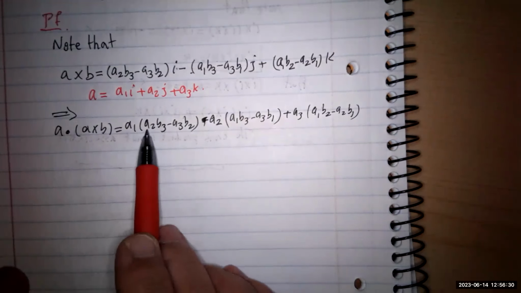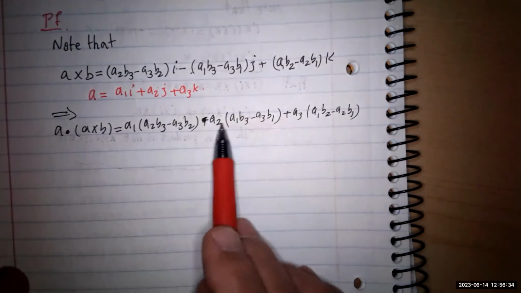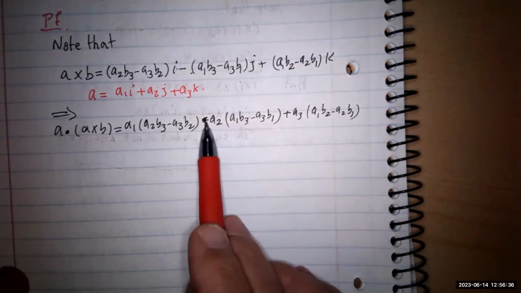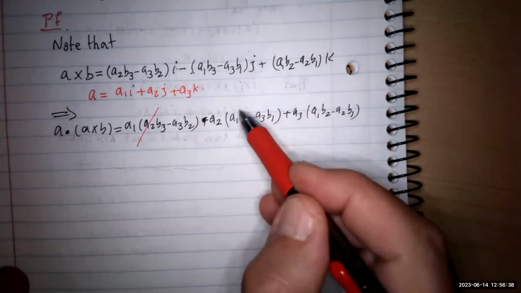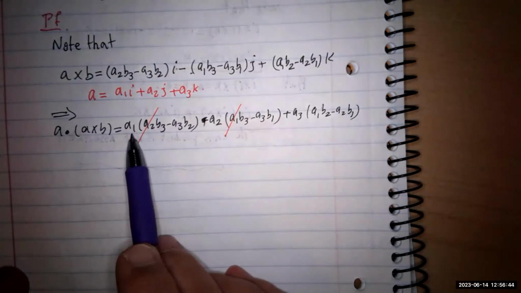See A1, B, A1, A2, B3, A1, A2, B3. There is a negative sign here, so this two would cancel out. Next. So that was the first one.